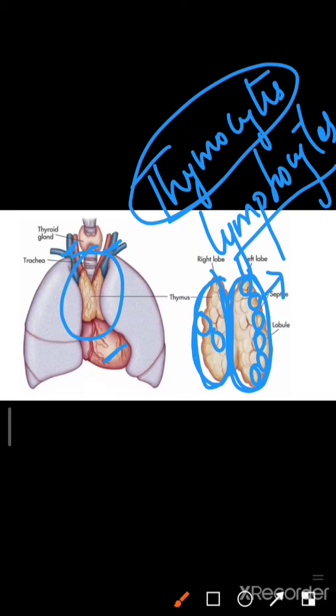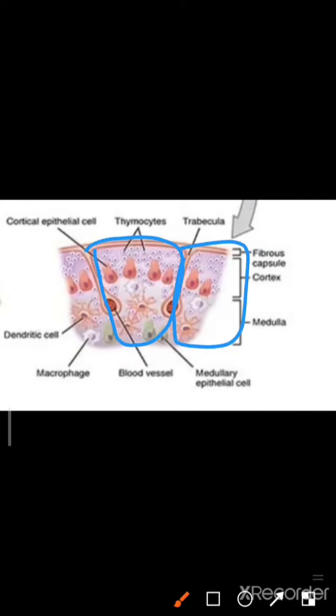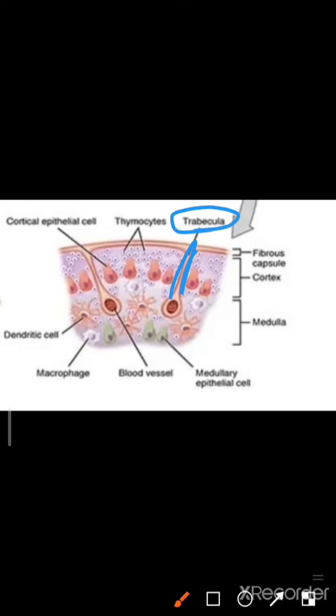Yes, this lobule structure I will show you. So this is a lobe structure. This is one lobe, and this is one lobe, and this is one lobe. These lobes are separated from each other by a connective tissue called trabeculae. Here you can see the connective tissue known as trabeculae. And the cells present inside are known as thymocytes. These thymocytes are tightly packed to form the cortex and medulla.